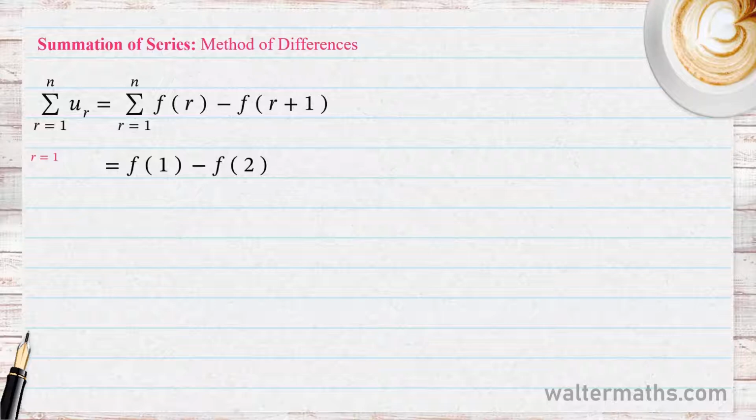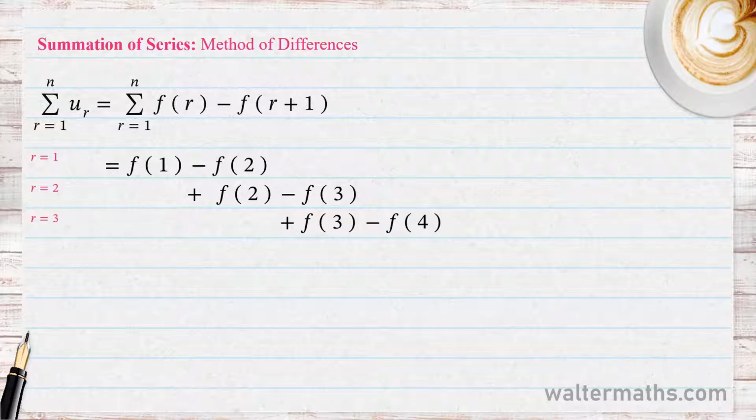And that's plus. Now we substitute r being equal to 2. So that will be f of 2 minus f of 2 plus 1, which is f of 3. Next, when r is equal to 3, we'll have f of 3 minus f of 3 plus 1, which is f of 4. And so on. The series will continue till we reach the last term when r is equal to n, which is f of n minus f of n plus 1.